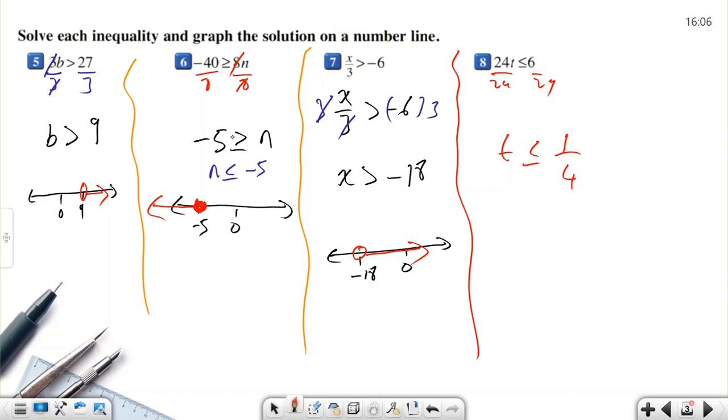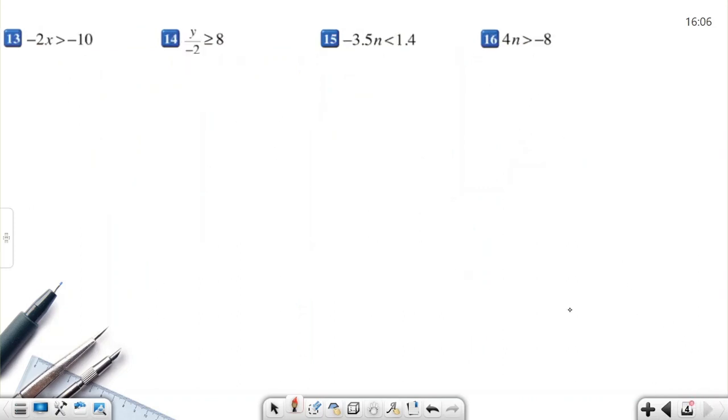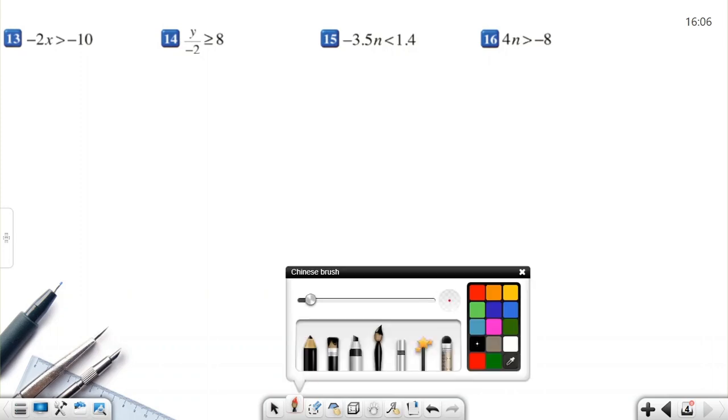Here, as you see, we do the operation, we multiply or divide by positive numbers. That's the important part. When you divide by a negative number or when you multiply by a negative number, both sides of the inequality, the sign of the inequality will change. If it's less than, it changes to greater than. If it's greater than, it's going to be less than.